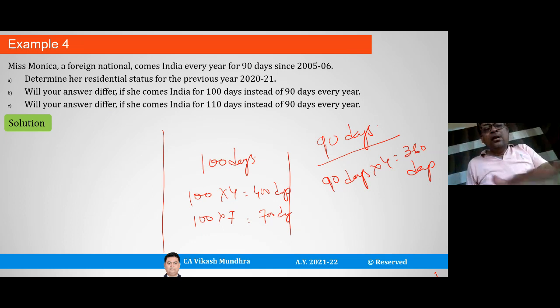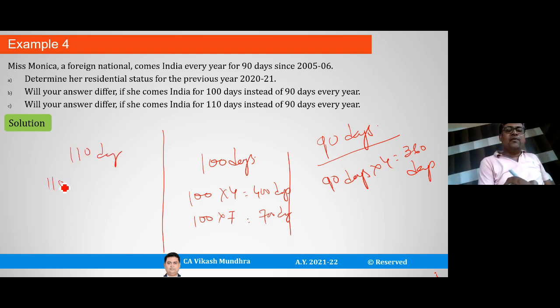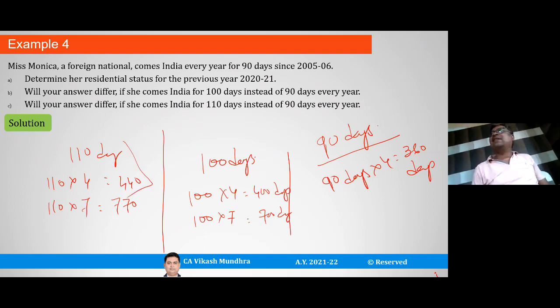What happens if she comes to India for 110 days instead of 90 days? 110 into 4 is 440 days, and 110 into 7 comes to 770 days. She is a resident. She is satisfying the dual condition of section 6(6). Hence, she is termed as a resident and ordinary resident in India. Got it?